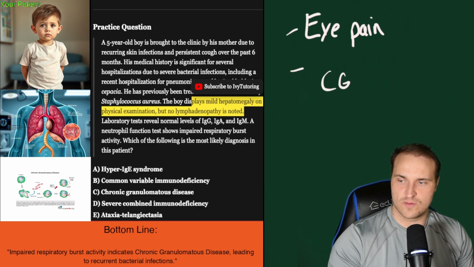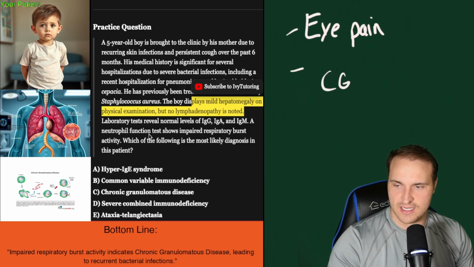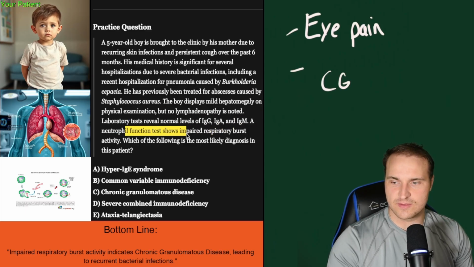Lab tests reveal normal levels of IgG, IgA, and IgM. Neutrophil function test shows impaired respiratory burst activity.